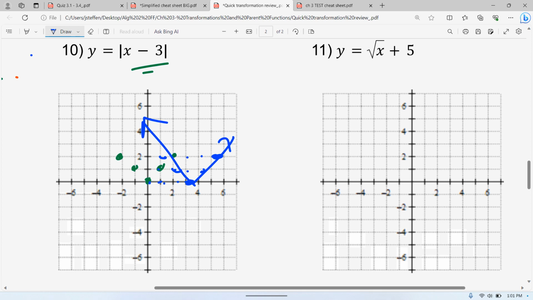So this next one's square root. The square root goes through these ordered pairs. Now again, you don't even have to memorize that. That's on the practice test or on the cheat sheet. And this one goes up 5. So this one ends up looking something like that.